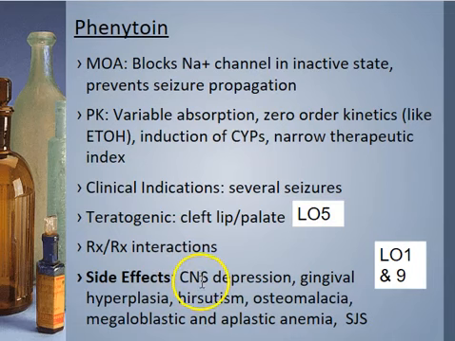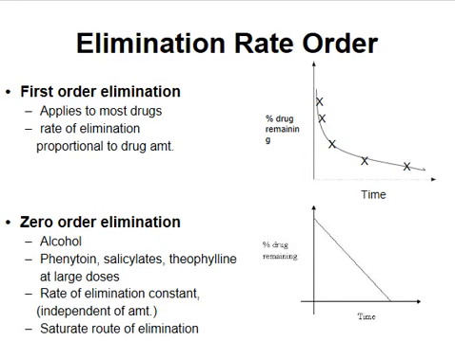You can see everything from CNS depression, hyperplasia of the gums, excess hairiness, osteomalacia, and then blood disorders, including megaloblastic and aplastic anemia, as well as a rare but well-tested side effect called Stevens-Johnson syndrome. And I'll show you what that looks like in a few minutes. So let's spend some time on elimination.